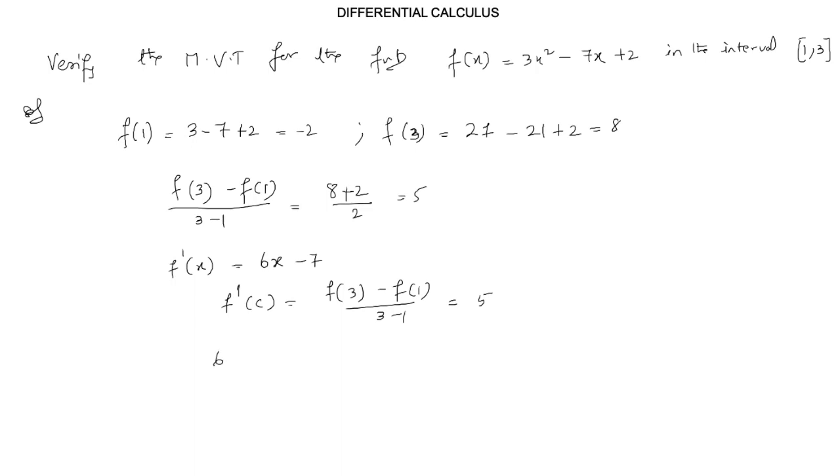Now 6c minus 7 is 5, right? Now we get c value as 2, which lies between 1 and 3. So it is interesting to note that the point c is the arithmetic mean of 1 and 3, so this is 4 by 2, which is 2.